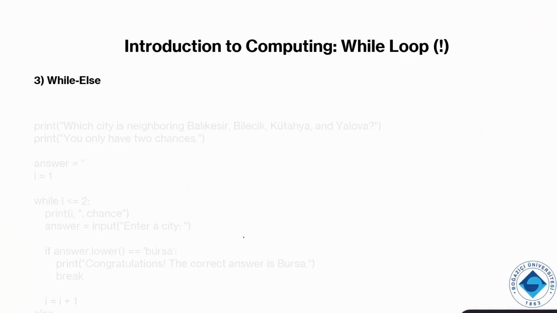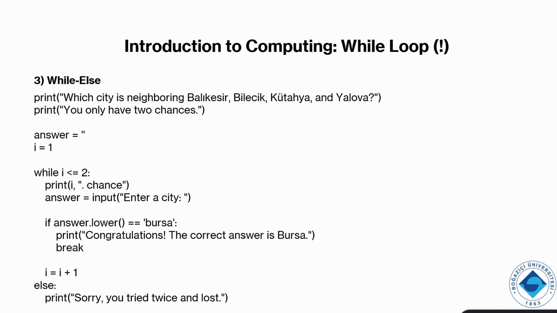And also, we can use else condition with while. Let's continue with the same example again. This time we will have two chances. Two chances means it will ask us, what is the answer of this question? If I put Izmir and Istanbul and Ankara, then it will stop and print, sorry, you tried twice and lost your chance. So I have to find the correct answer in two chances, in the first try or second try.